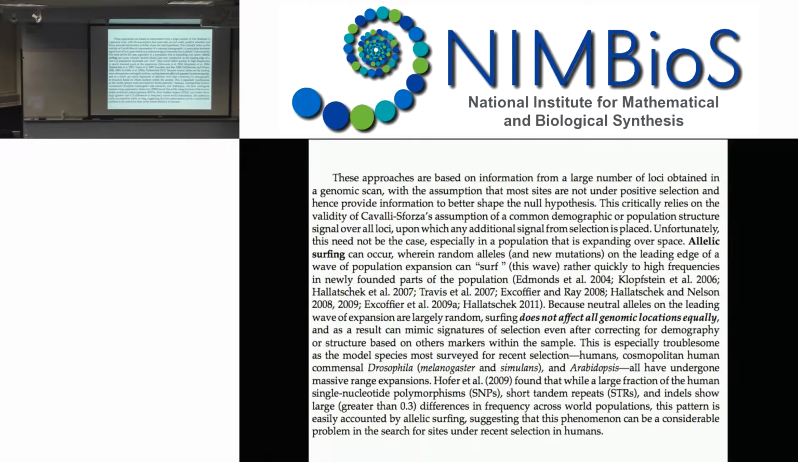The problem is you simply can't put p-values on this. This is basically about allelic surfing. Allelic surfing does not affect all genomic locations equally. It's especially troublesome since humans, Melanogaster and Simulans, and Arabidopsis have all undergone range expansions, so those are often looked at for selection. They could feel the brunt of this allelic surfing.